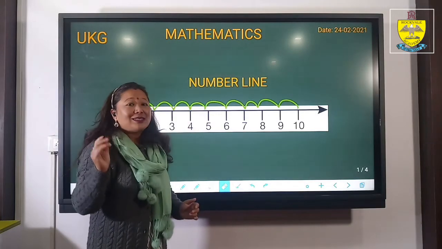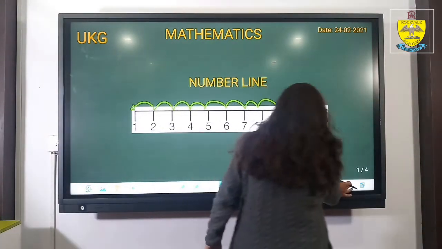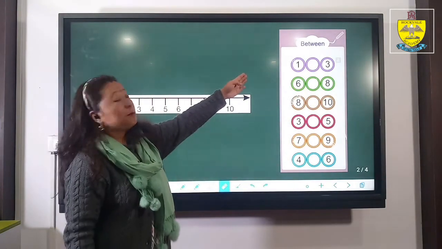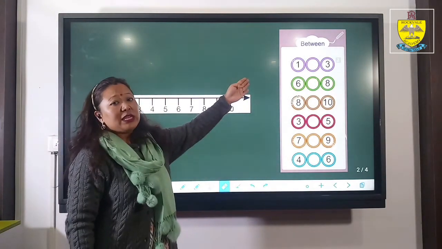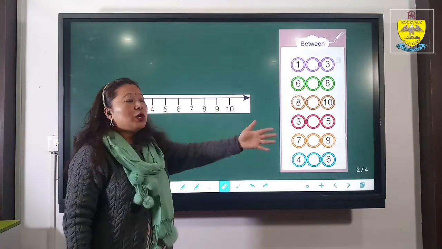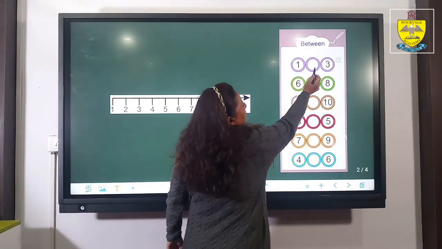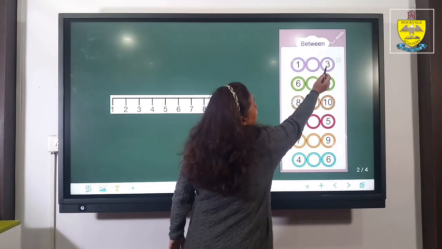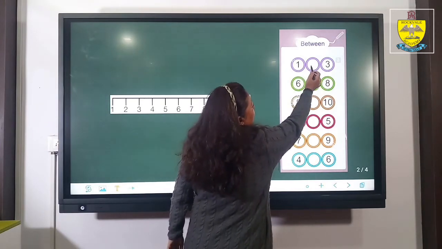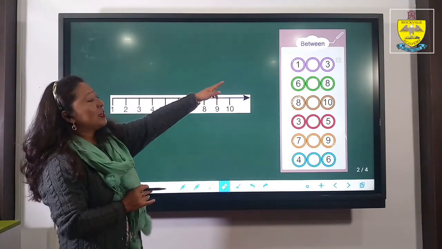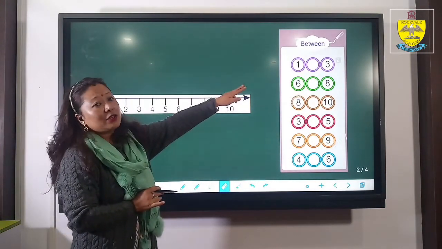Okay, now let's start with what comes between. This is very easy. You have to do forward counting for this. So it's 1, then what is the answer here? Then 3. 1 something 3. So let's find out what is the answer that comes between 1 and 3.